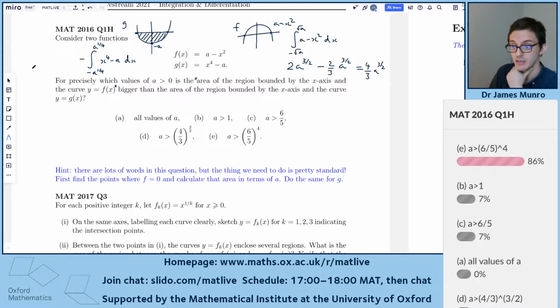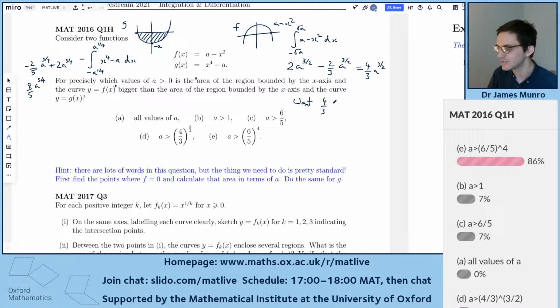Meanwhile, this one over here is going to be minus 2/5 a to the 5 over 4 plus 2a to the 5 over 4. So it's a good thing I remembered to put that minus sign in, because if I had those the other way around, this thing was going to pretty obviously be a negative number. That's 10/5 minus 2/5, which is 8/5 a to the 5 over 4. I think I've got the numbers right: 5 over 4 here, 3 over 2 here. Okay, so I want 4/3 a to the 3 over 2 to be bigger than 8/5 a to the 5 over 4.